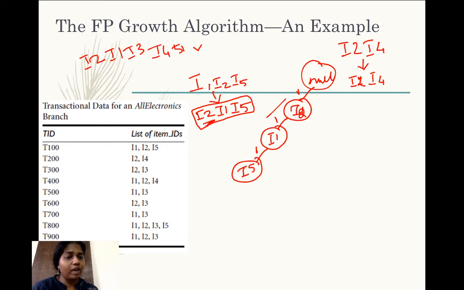I am going to check for I4. Where should I add I4? Somewhere after I2 I should add. Now because I2 is already connected to that node, I am going to add I4. Now because I have added a new node, for the new node I am going to update this value to be 1, and the weight of this link I am going to increment by 1, and make it 2. Clear? This happens when I scan my second transaction.